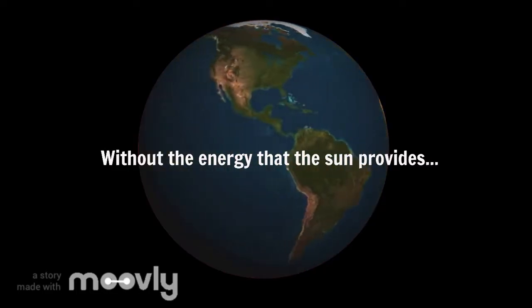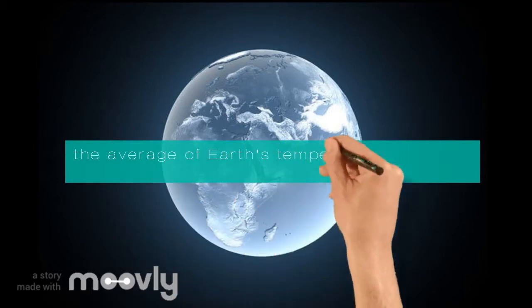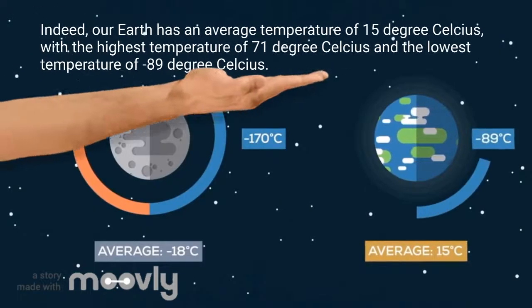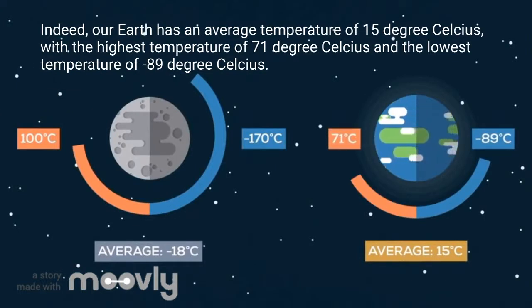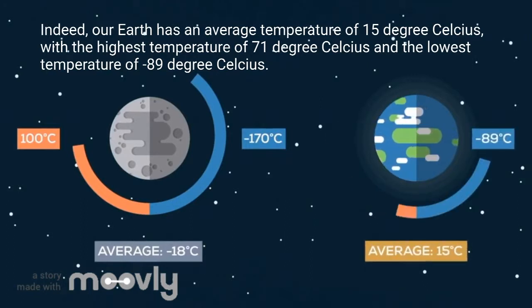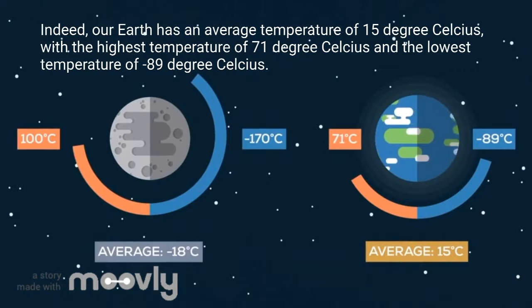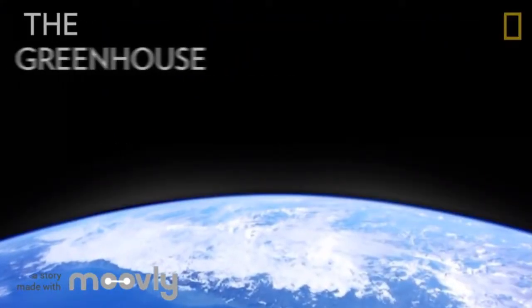Without the energy that the sun provides, the average Earth temperature would be negative 18 degrees Celsius. Indeed, our Earth has an average temperature of 15 degrees Celsius, with the highest temperature of 71 degrees Celsius and the lowest temperature of negative 89 degrees Celsius. Therefore, how does it occur?